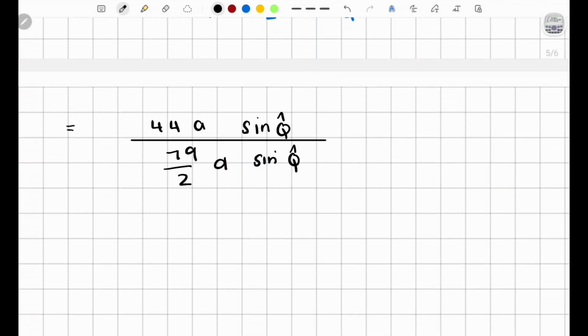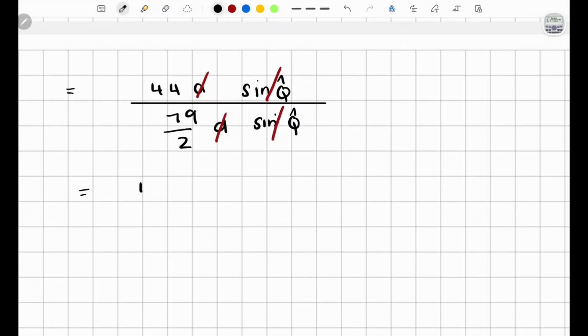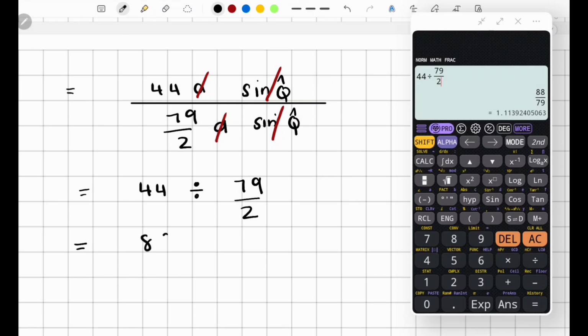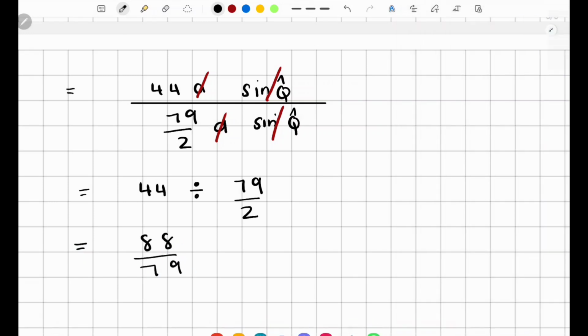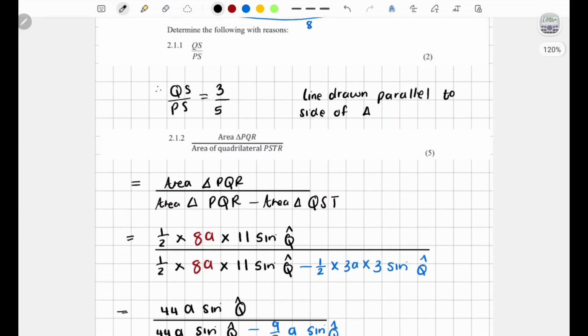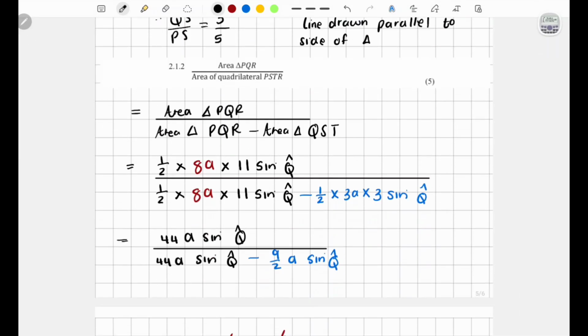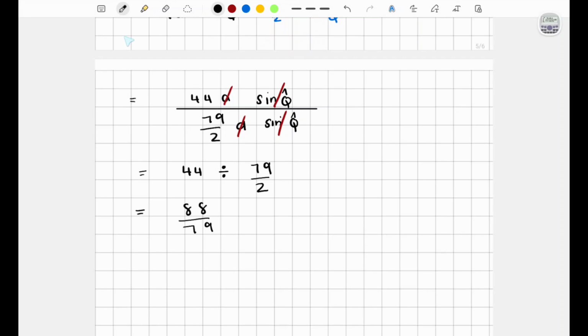Okay, so now that we have this, do you see that A and A would cancel? Sine of angle Q and sine of angle Q will cancel. And all you're left with is 44 being divided by, and I'm writing it as a division sign now, 79 over 2. Then you can just punch this on your calculator. And our answer is 88 over 79. And that is what that answer gives us. Okay, so that is it for question 2.1.2. Moving on to the next question.